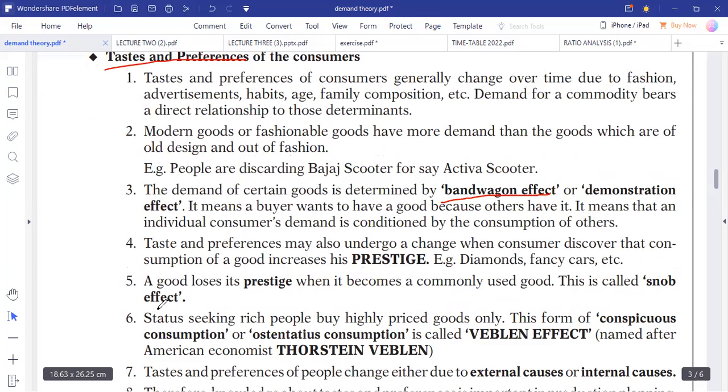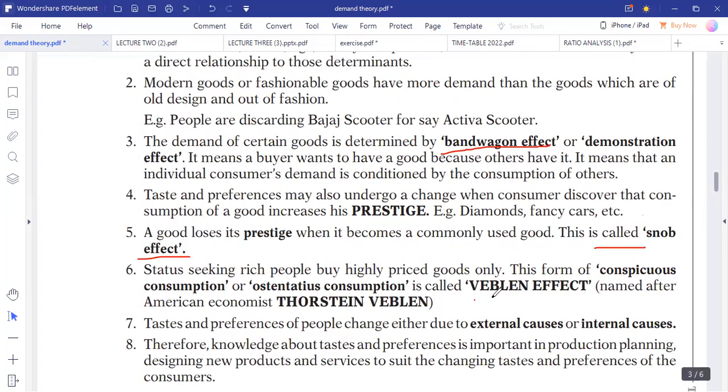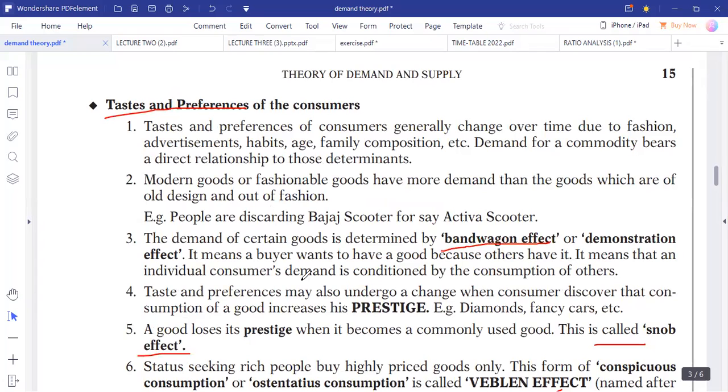There's also what we call the snob effect, which usually comes about because of prestige. People want to buy because they want to be in a certain class. And there's also what we call the Veblen effect, which comes about because you are only seeking highly priced goods. The more expensive, the more you buy them. If they become cheap, you don't want to be like the ordinary people. So this is with regards to tastes and preferences.